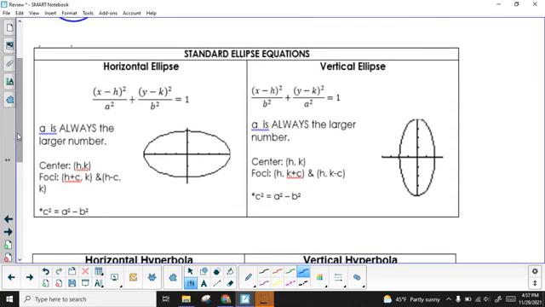Ellipses can be horizontal or they can be vertical. That depends on whether the bigger number is underneath the x term or underneath the y term. There is some important information right here. The center is always (h, k). The foci are at the point (h plus or minus c, k) if it's a horizontal ellipse, and (h, k plus or minus c) if it's a vertical ellipse. And c squared is equal to a squared minus b squared. We really want to remember that if there is a plus sign in our equation for an ellipse, then our a, b, c relationship has a minus sign in it.